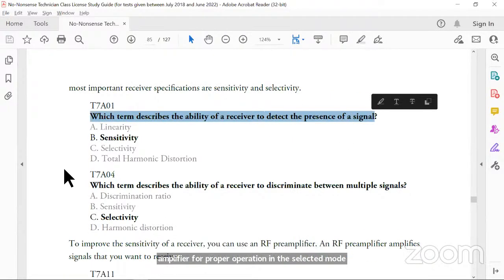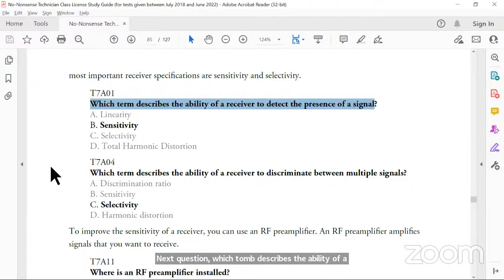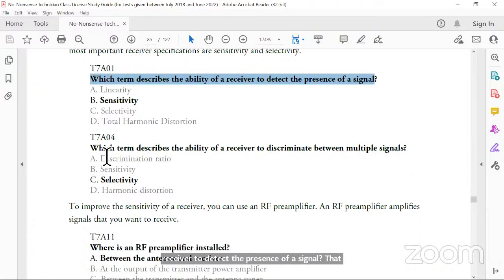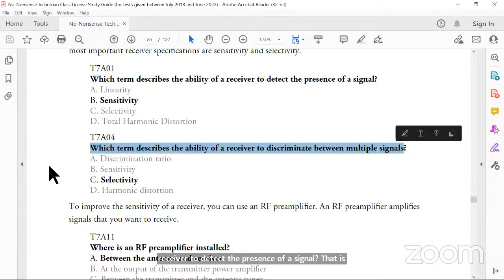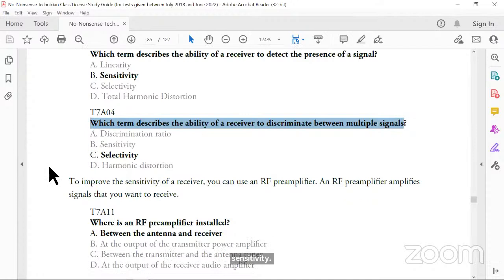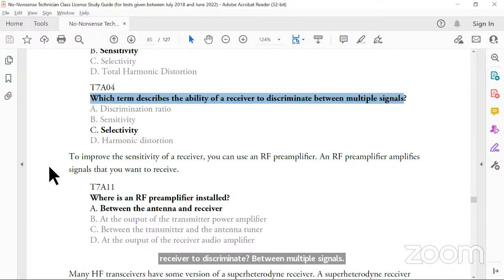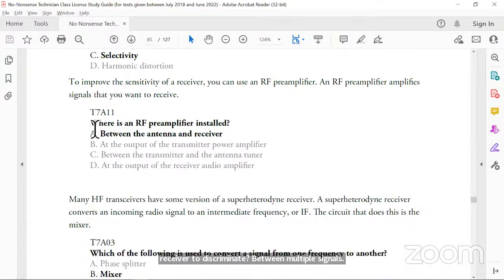Next question. Which term describes the ability of a receiver to detect the presence of a signal? That is sensitivity. Next question, which term describes the ability of a receiver to discriminate between multiple signals? That term is selectivity. Okay.